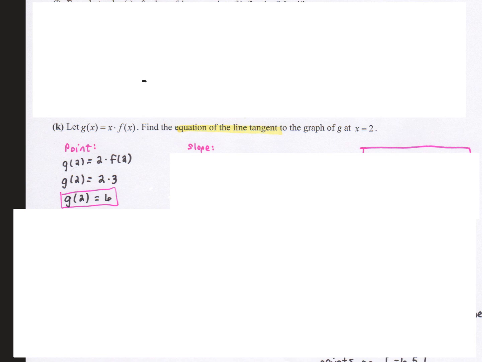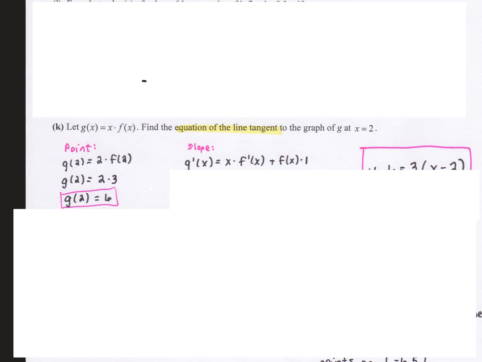For my slope, I need g prime. So I'm going to have to do the derivative of my function g. Because I'm multiplying these two functions together, I know I need to do a product rule. So I'm going to go through my product rule. There is first times derivative of the second plus the second times derivative of the first.